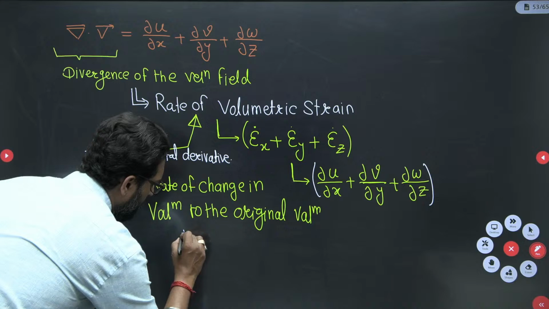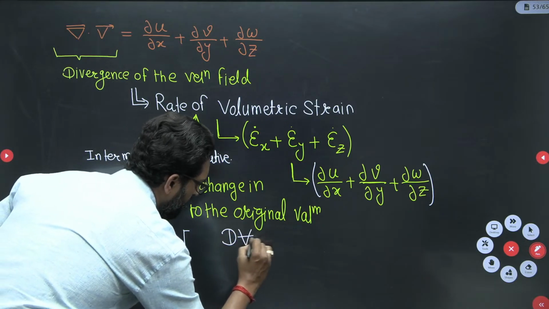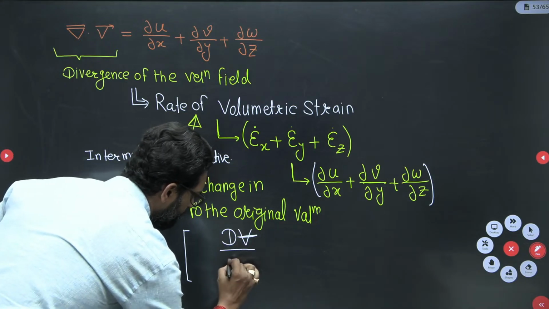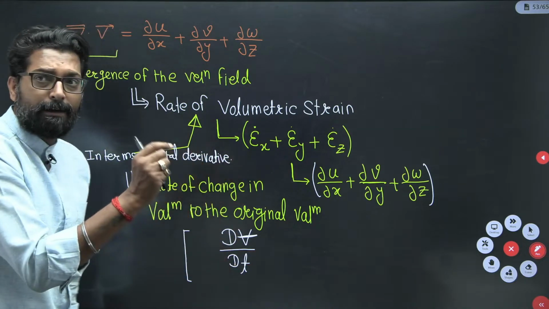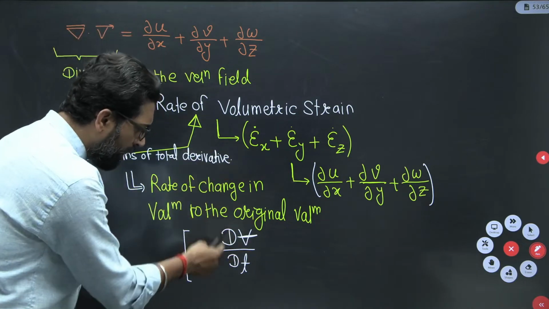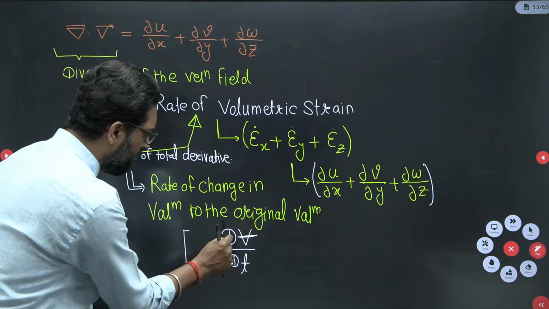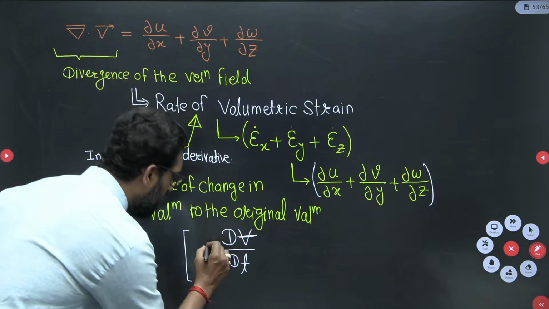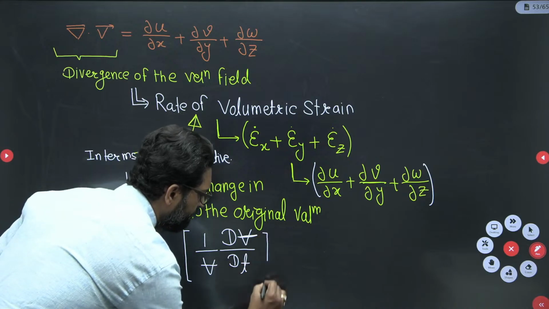See, rate of change of volume. So dV by dt. Why are we taking total? Because we know that position as well as time affect it. So we have to take the total derivative. So rate of change, what is that? Change in volume in the form of rate to the original volume. Let's suppose the original volume is V. So this is your volumetric strain.